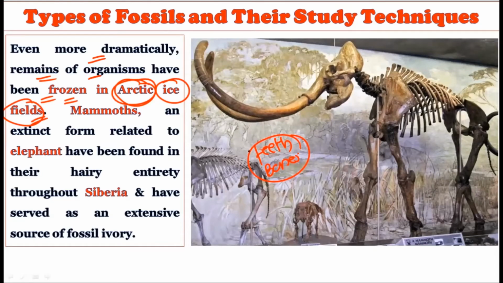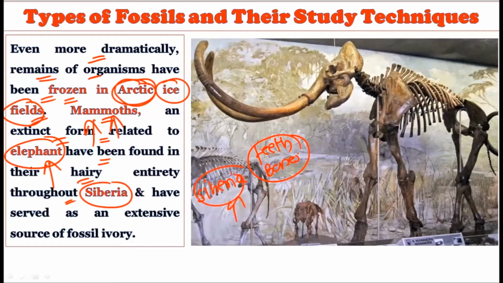The whole organism got preserved in the Arctic ice millions of years ago. For example, see the mammoths, an extinct form of a related elephant. It's an elephant-like organism which is called the mammoth. It is now extinct. They have been found in their hairy entirety throughout Siberia. In the icy region of Siberia, we have found this mammoth, completely preserved inside the ice, and it has served as an extensive source of fossil ivory. So it is like a whole fossil we have found of an organism.